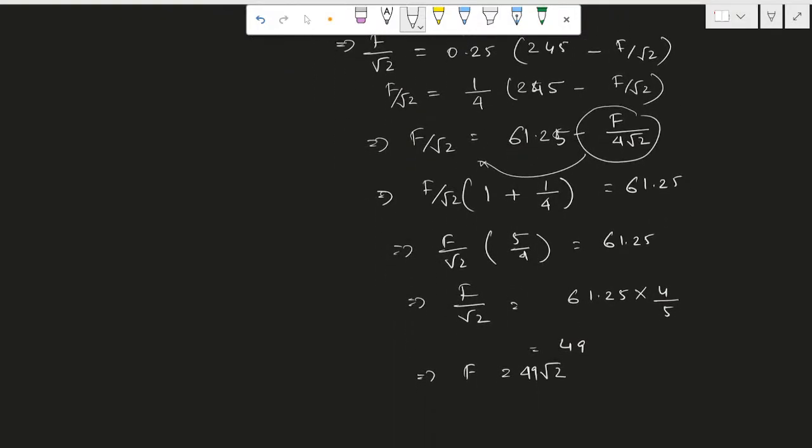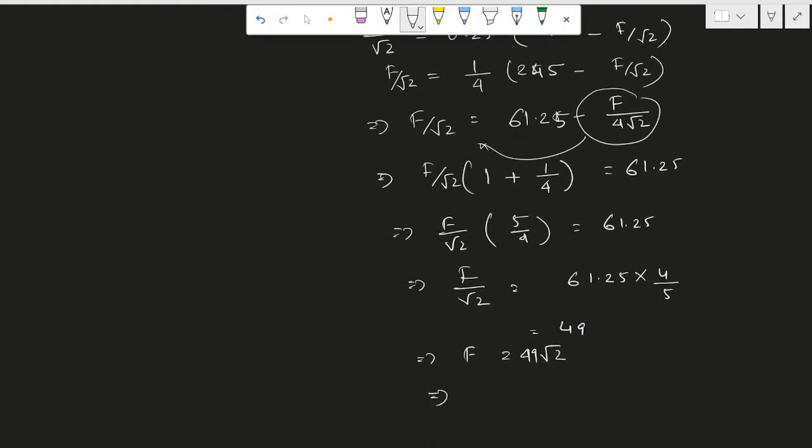Because f cos 45 is nothing but f by root 2, so I keep f by root 2 is equal to 49, and therefore work done is equal to 49 multiplied with root 2. So we'll be getting 69.29.